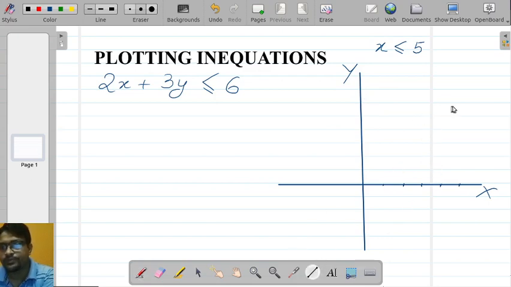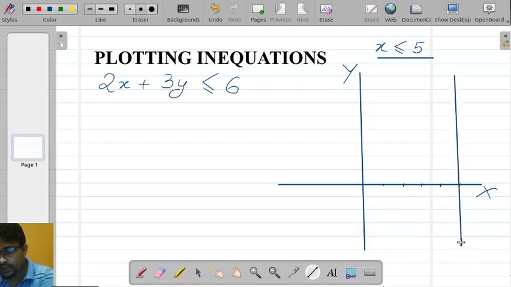So x less than or equal to 5, which region of the xy plane will satisfy this? Okay, to understand that, first we will plot the equation corresponding to this, x equal to 5. Okay, so the equation will be somewhat like this: x equal to 5. In the last class also I had told you x equal to k represents a line which is parallel to the y-axis. Okay, so this is the line x equal to 5. Okay, this line represents x equal to 5.